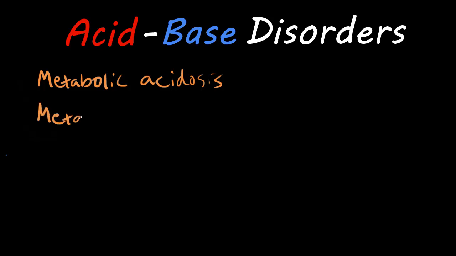Today I'm going to talk about the 4 basic types of acid-base disorders. So the first one we're going to talk about is metabolic acidosis. And then there is also metabolic alkalosis. And I'll talk about those in just a second.